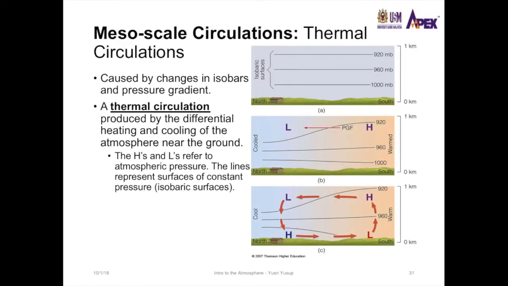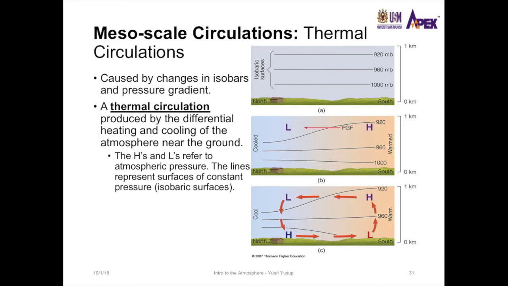Hi, in this video I'll be talking about mesoscale circulations, which last from hours to days and have a size of about 20 kilometers. More specifically, I'll be talking about thermal circulations. Now, thermal circulations are caused by changes in isobars and pressure gradient.